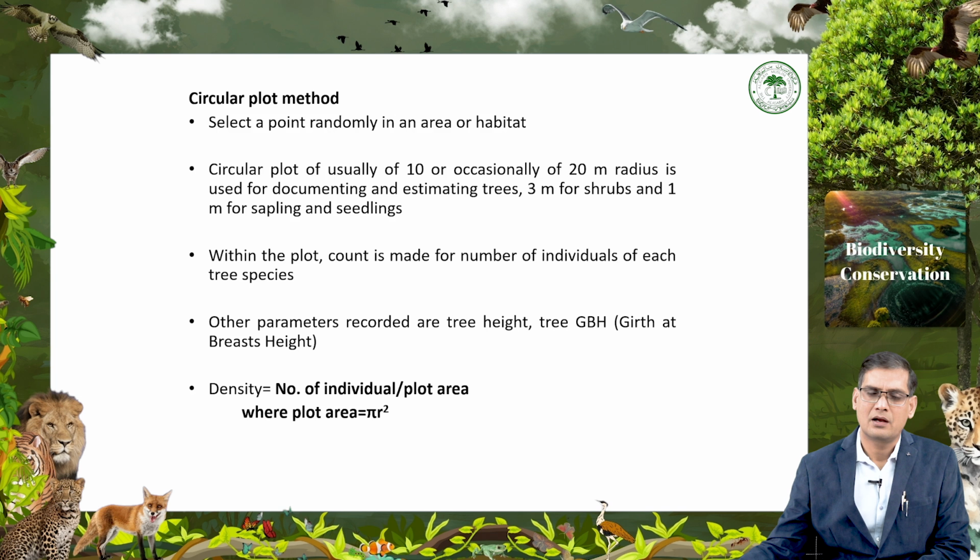Then, density of the trees or the shrubs or the herbs or the grasses can be calculated by using the following formula. Density is equal to number of individuals divided by plot area, where plot area is pi r square, where r is the radius of the plot.